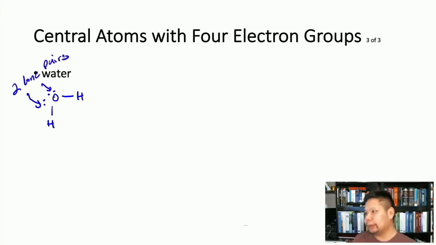Right, we have 2 lone pairs. The nitrogen had 1 lone pair in the previous slide, and the one before that with the methane had 0 lone pairs, right? So we're going to get a different shape again. So let's draw this so that it obeys VSEPR theory, right?